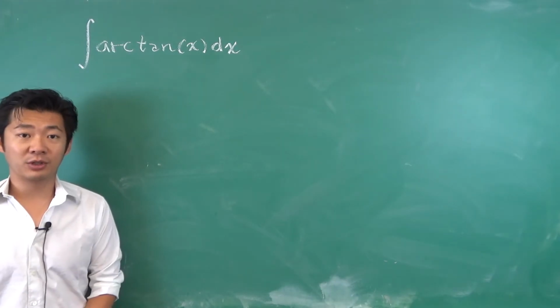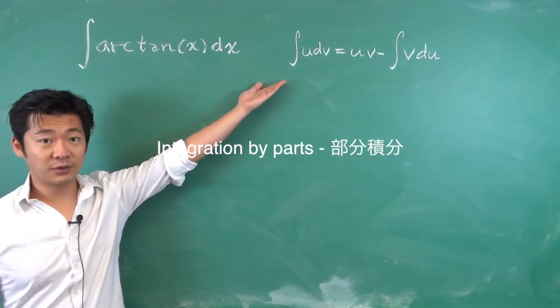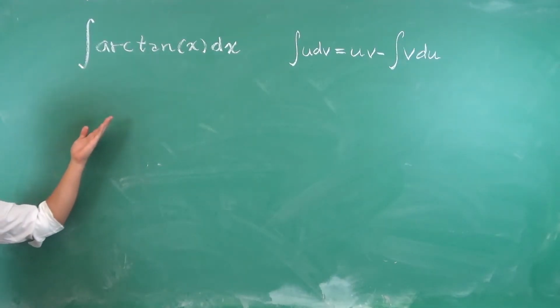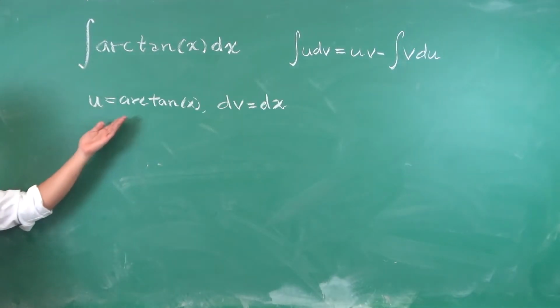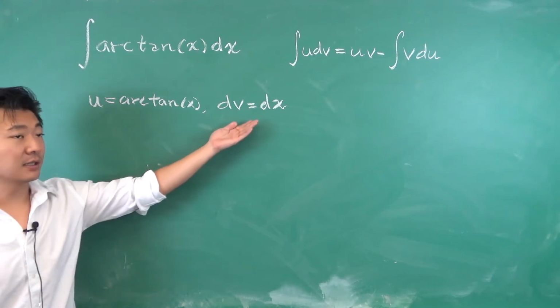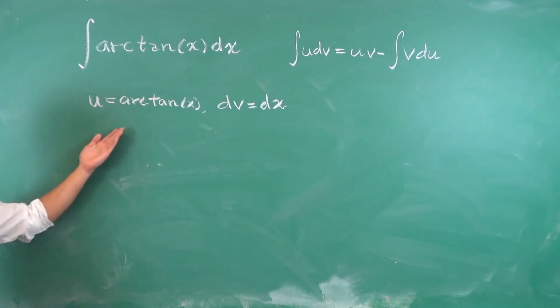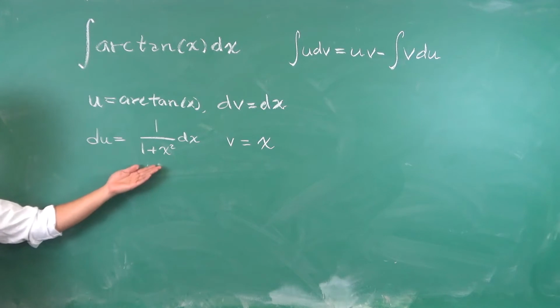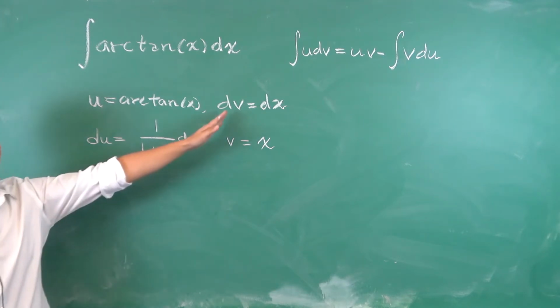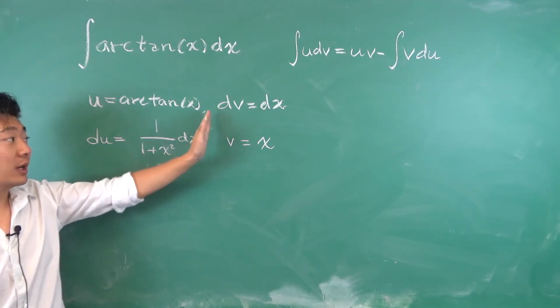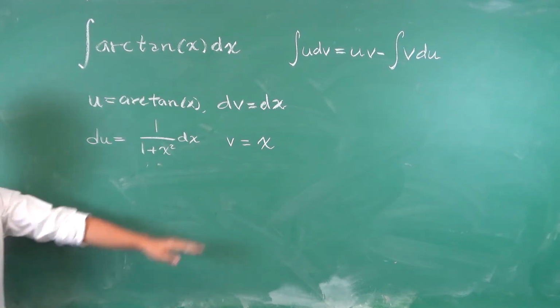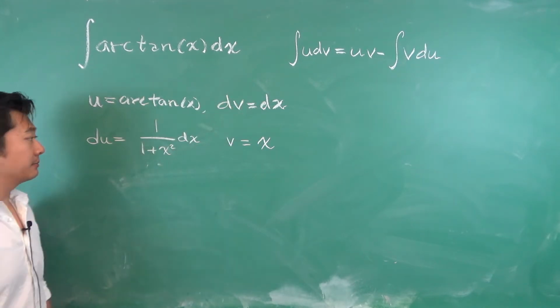The first way, we'll use integration by parts, which is this formula. Here we'll let u equal to the entire function. So u will be arctangent, dv is dx. The derivative of arctangent is 1 over 1 plus x squared dx. And the antiderivative of 1 is x. So plugging into this formula, we'll obtain this expression.